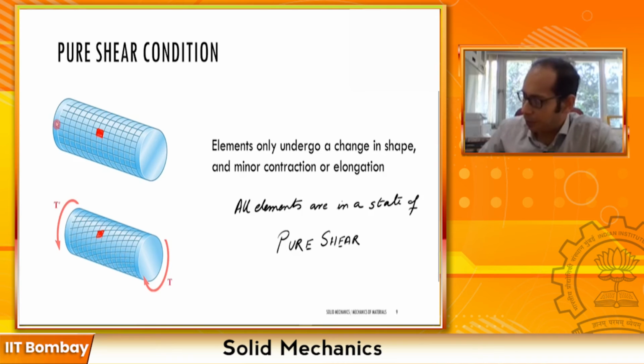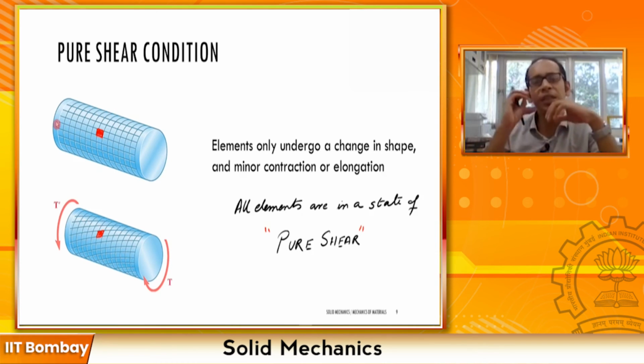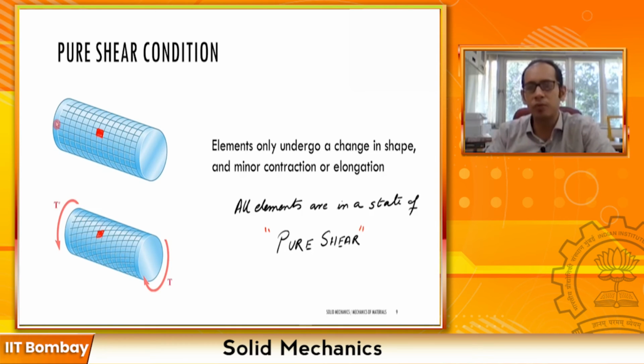This will make life much simpler, and you will see a lot of the derivations are based on this particular assumption, which is quite a realistic assumption when we are talking about circular shafts which are in pure torsion. Next, we are going to look at how to utilize this condition that all the elements are in pure shear and derive certain relationships.